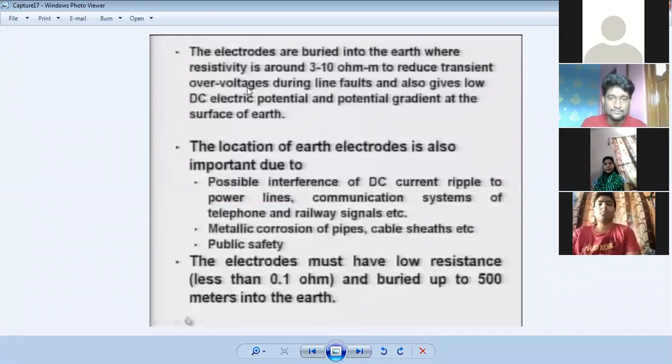Next is the location of the earth. The location of the earth is also important. What is the necessity of the location of the earth?